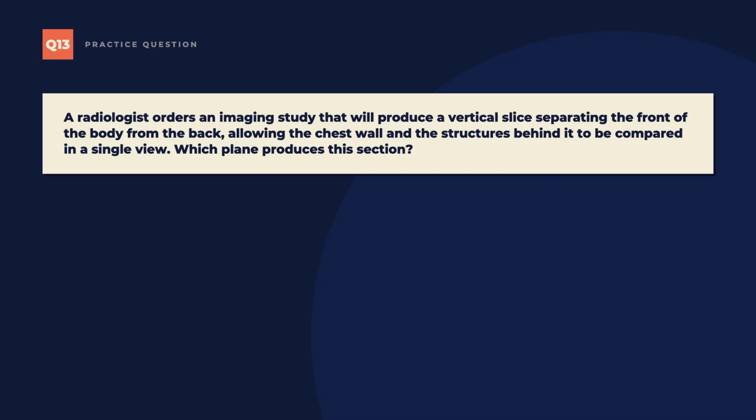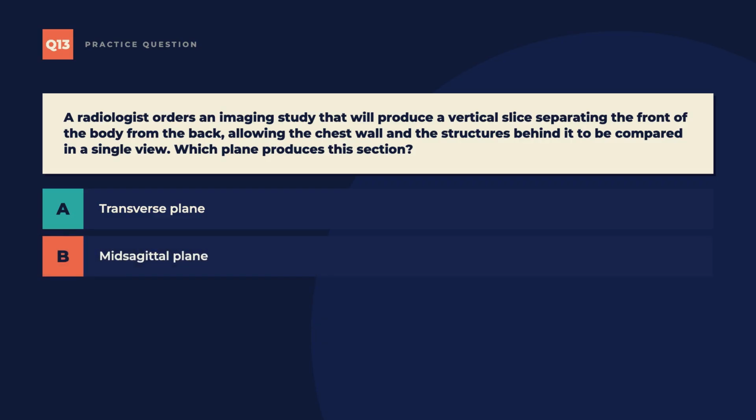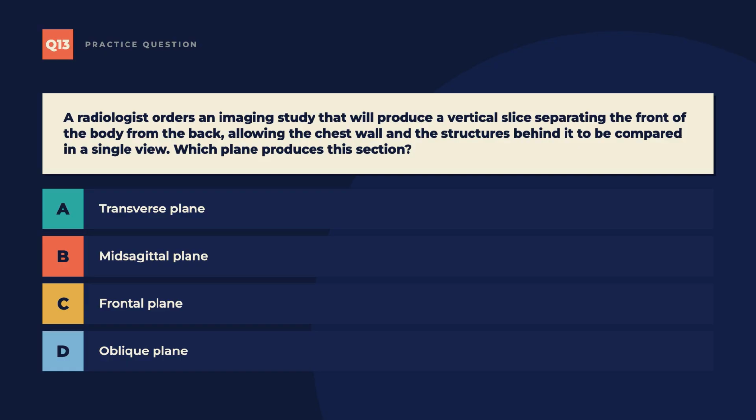Your options are A. Transverse plane, B. Mid-sagittal plane, C. Frontal plane, D. Oblique plane. Pick one. Trust your gut. Here's your chance to test yourself.